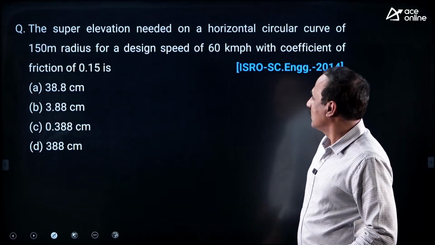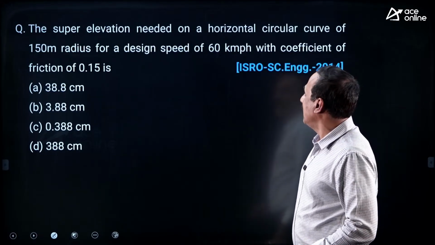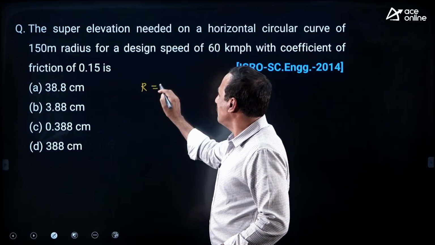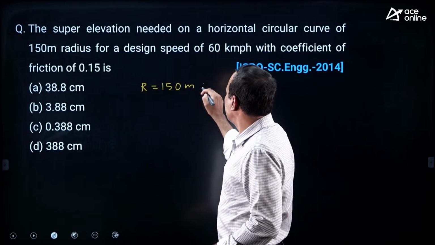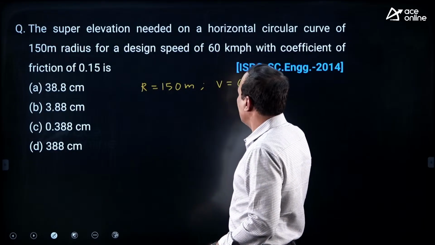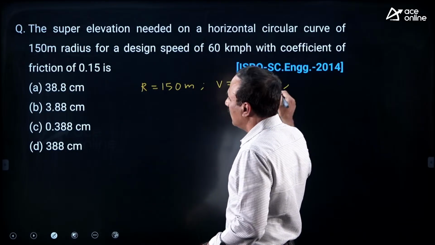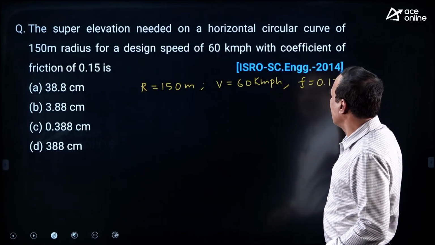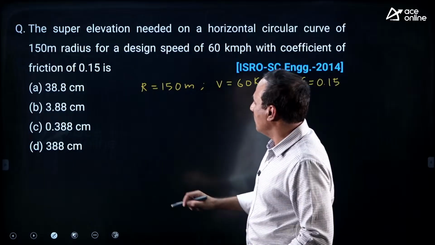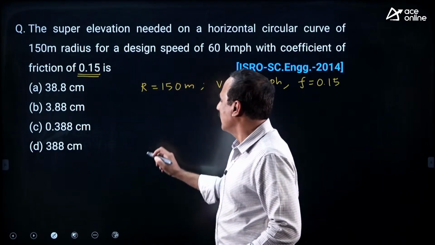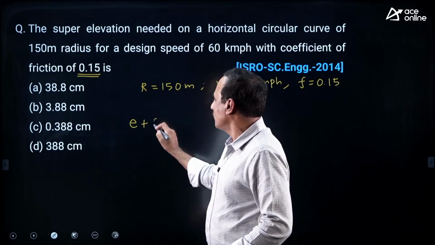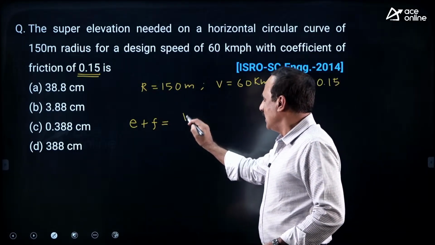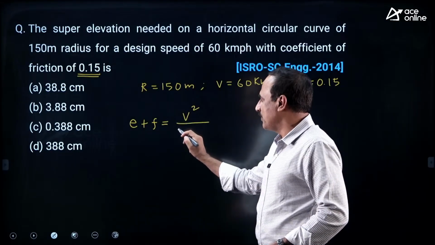Come to the next question. Read the question. The super elevation needed on a horizontal curve of 150 meter radius, and the design speed is 60 kmph, and the coefficient of lateral friction is 0.15. So this is a sort of formula oriented question. You need to answer it, and the main problem is simplification.